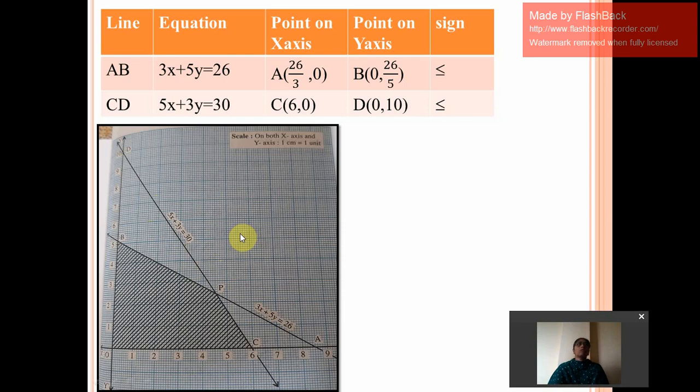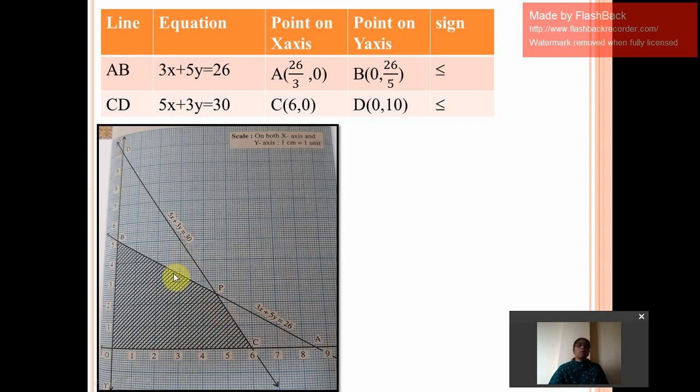Now look at the first constraint, 3x plus 5y less than or equal to 26. Below the line has its solution towards the origin. Second constraint, 5x plus 3y less than or equal to 30, below the line also has its solution towards the origin.